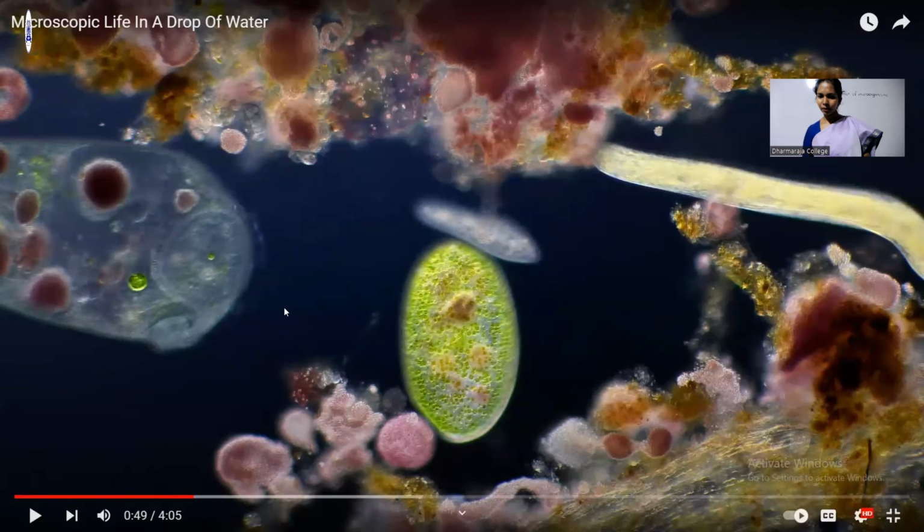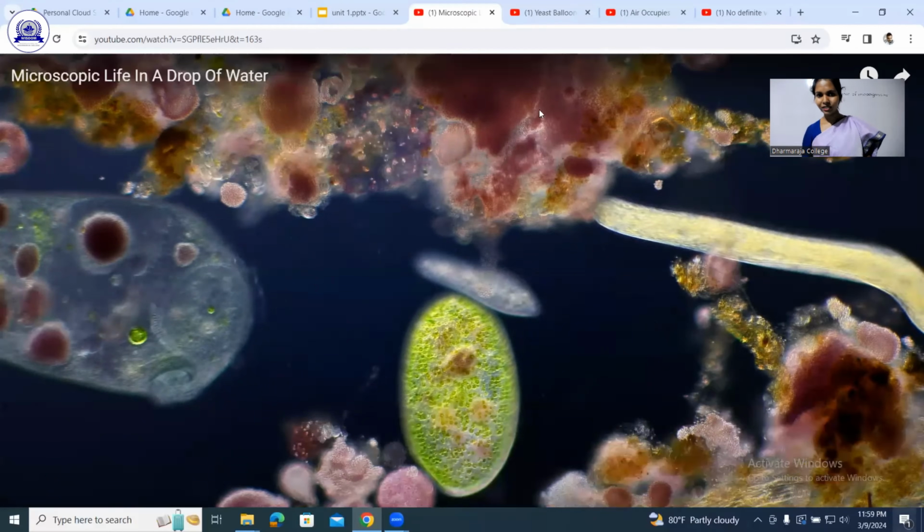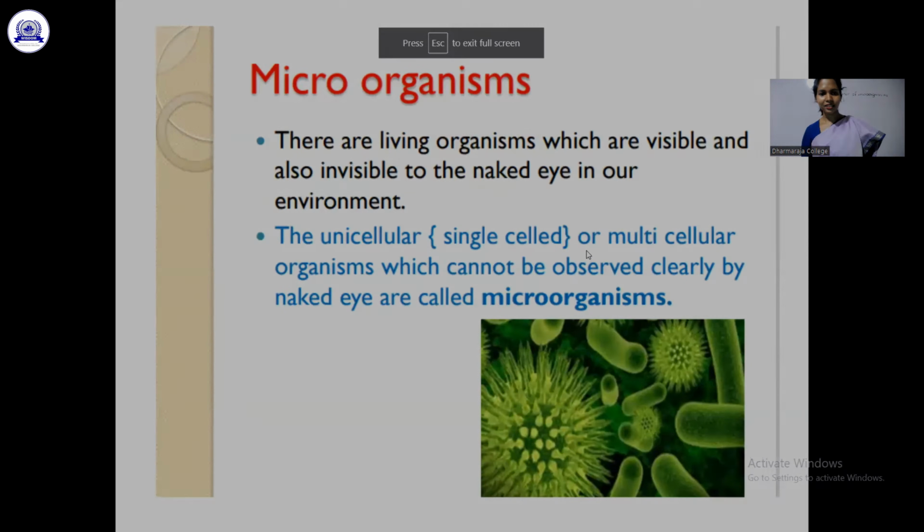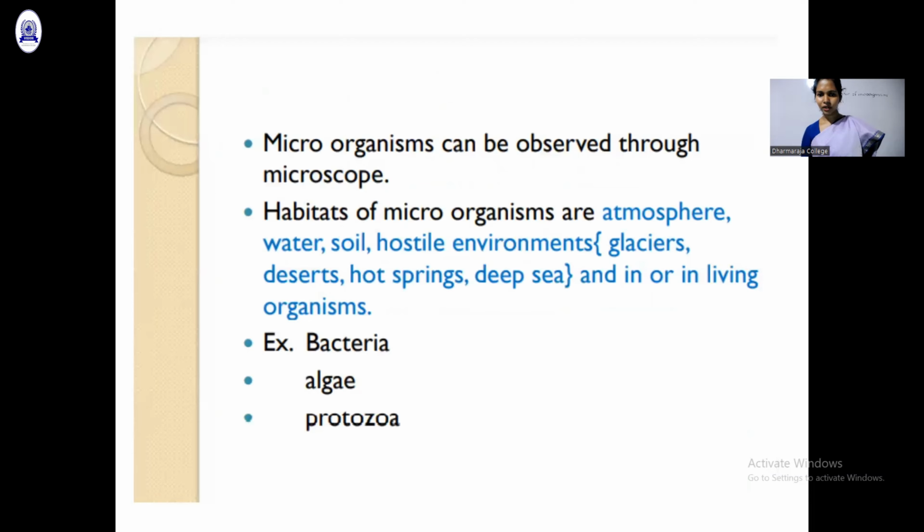You see that some have only one cell and some have many cells, but whatever they are, we cannot see them with our naked eye. So what are we going to learn about these organisms now? The way we can see them. If they cannot be seen with the naked eye, how are we able to see them? That is by using a microscope.